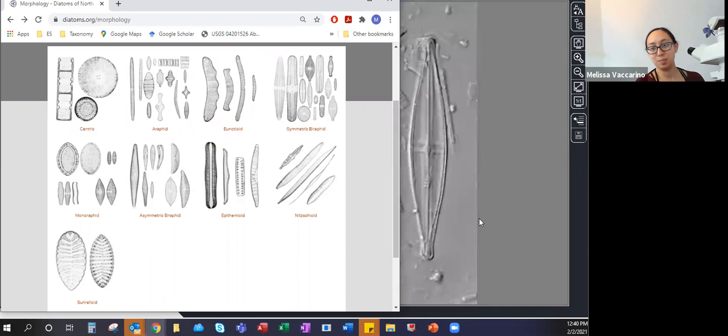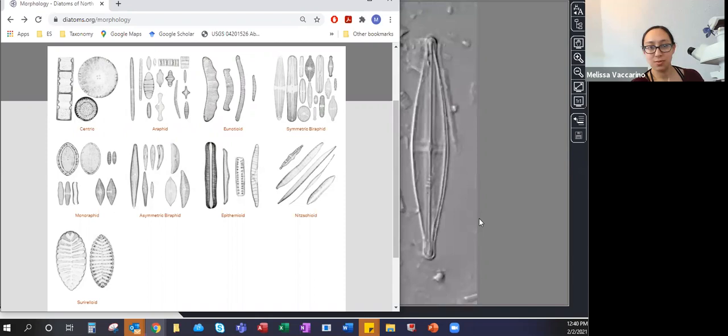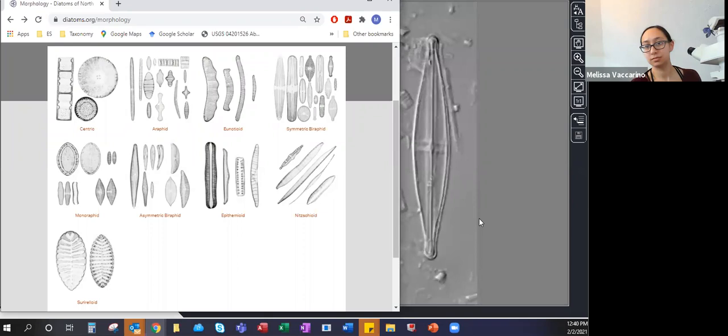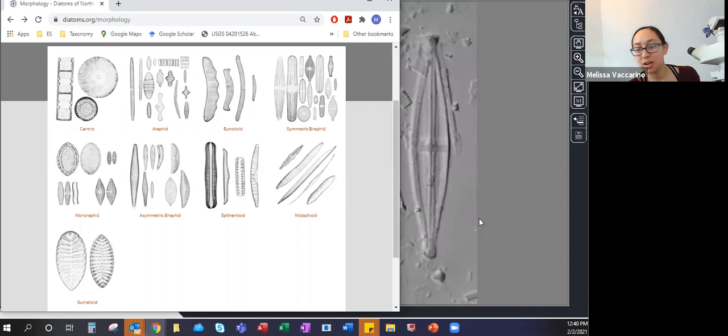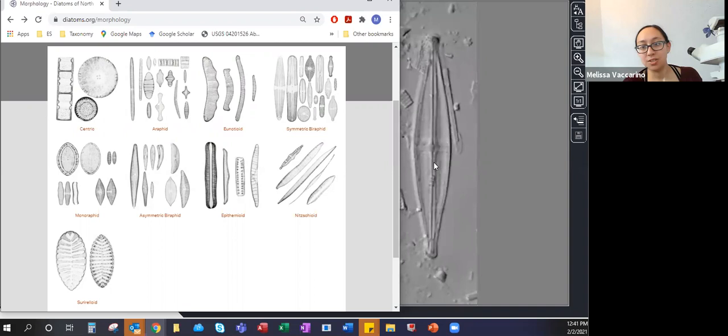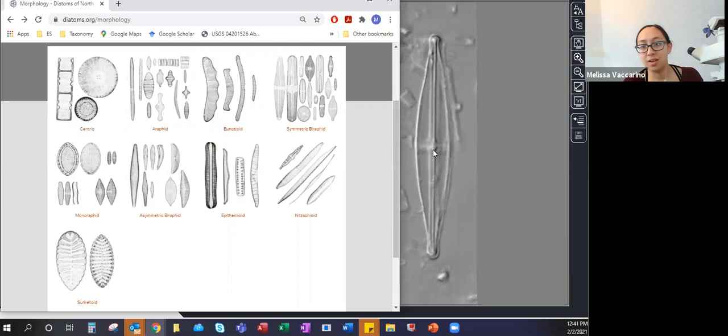So you can see I'm focusing through. Can anybody in the comments tell me which morphological group this would belong to and why? If you're having trouble, I'm focusing through. There's a raphe down the center of the valve, and on the other side of the valve is a mirror image. It's the same shape, with another raphe.